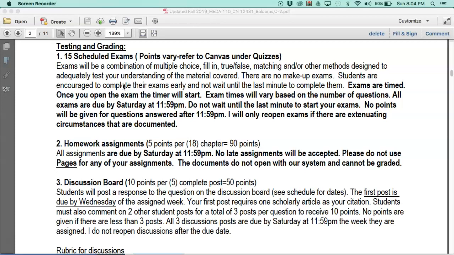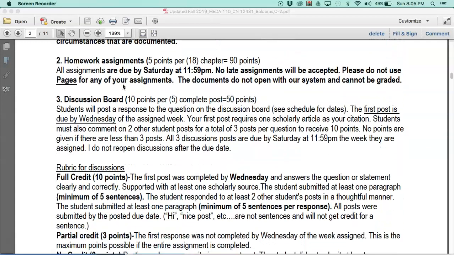Students are encouraged to complete their exams early and not wait till the last minute. These exams are timed. Once you open the exam, the timer will start. Exam times will vary based on the number of questions. All exams are due on the Saturday of that week at 11:59 p.m. So don't wait till the last minute to start; give yourself enough time to finish. No points are given for questions answered after 11:59. And I am not able to reopen exams unless there's an extenuating circumstance that you email me about, and then we can talk about whether that's something we can do, okay? So just get a hold of me and I'll let you know.